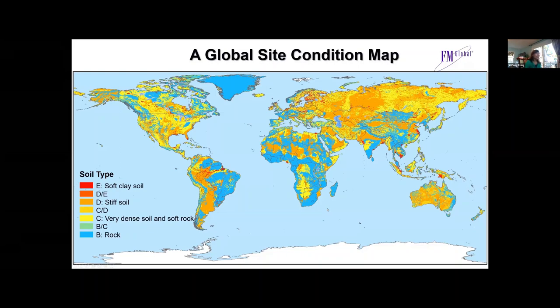In addition, our team developed a global site condition map, because everyone knows that site conditions are critical for seismic hazard analysis. So we constructed this global soil map mainly using geology as a proxy, and the color shows the NEHRP site categories. The red and orange are soft site soil, which will amplify ground motion greatly.